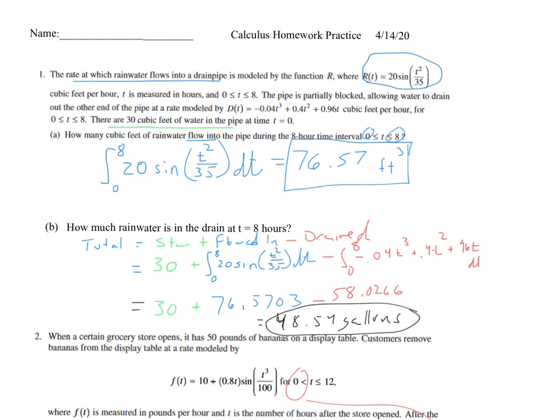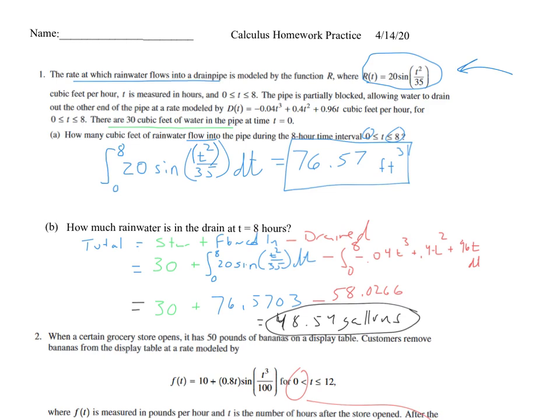For question number 1, the rate at which rainwater flows into a drain pipe, that I circled in blue here. It's asking us what is happening in the first 8 hours, so from hour 0 to hour 8. So we just do the integral from 0 to 8 of that function, and we got 76.57 cubic feet. Make sure you're in radian mode when you do that. Make sure that you put your numerator in parentheses, etc.